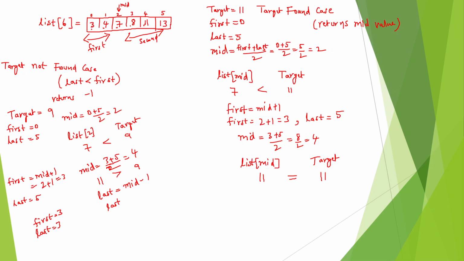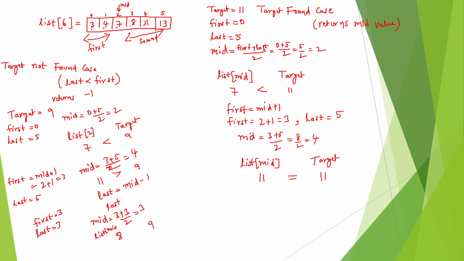Next, we need to take the new mid. Based on these two, we need to calculate the new mid. Mid equals, how much is it? 3 plus 3, first plus last divided by 2. So 3 plus 3 divided by 2 is 3 only. So list of 3, how much? List of 3 is 8. And your target is 9. Okay, target is 9, list of 3 is 8. So here we need to compare list of mid.